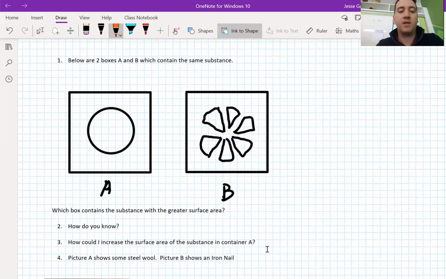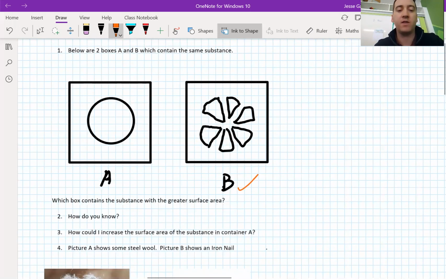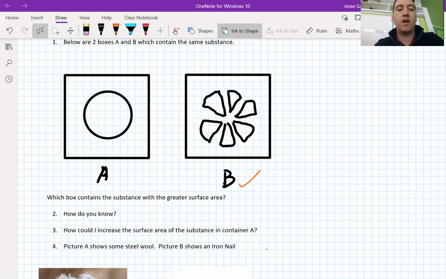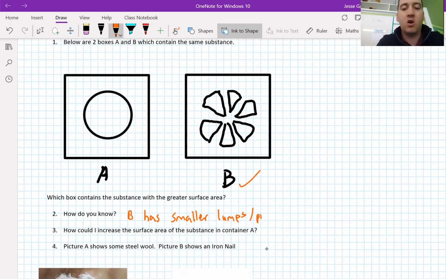Well, which box contains a substance with the greater surface area? Answer is B. So well done. If you said B, B has a substance with a greater surface area. How do you know? Well, the answer here is that B has smaller lumps, or a better word than lump. I've been using the word lump, but a better word than lump is pieces or particles. Smaller lumps or pieces or particles.